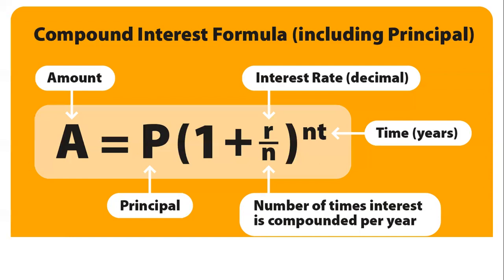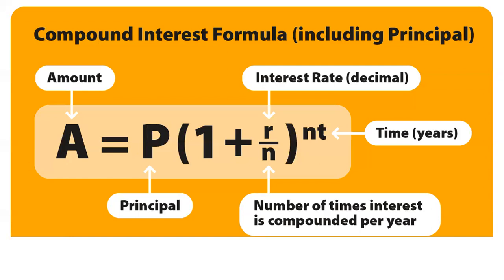And then T is for time in years. So if you have 6 months, how would I write that in terms of a year? A half a year. Does that make sense? So your time is in years. Got it? Not months, but years.